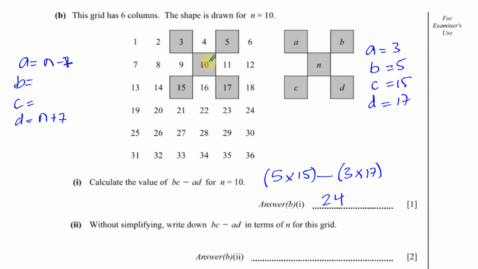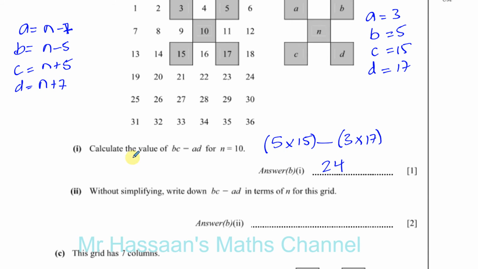Okay, so we have to, without simplifying, write down BC minus AD. So (n minus 5) times (n plus 5) minus (n minus 7) times (n plus 7). Okay, that's the answer for part B, part 2.